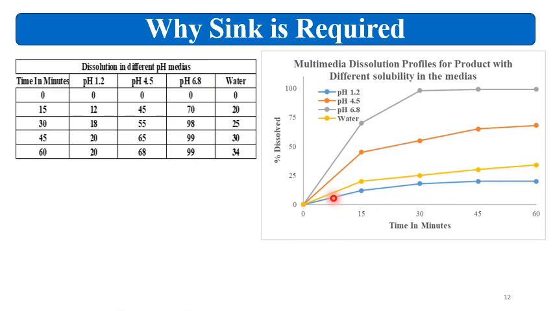Here if you see, the complete release is not achieved in the other medias than the pH 6.8 media, and in pH 6.8 there is a gradual increase in the dissolution. Saturation is not achieved. Here, because of the solubility problem, the saturation is there, that's why the dissolution is not progressing. So in this case, based on the solubility, the dissolution media of pH 6.8 can be selected, and this media will give a sink condition.